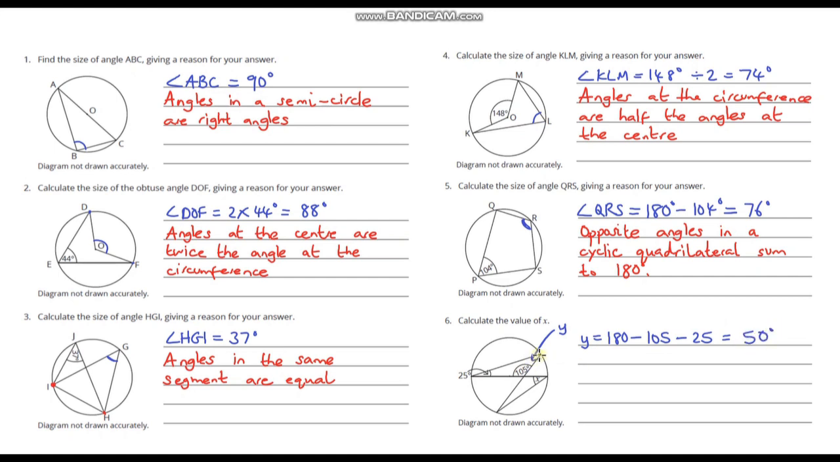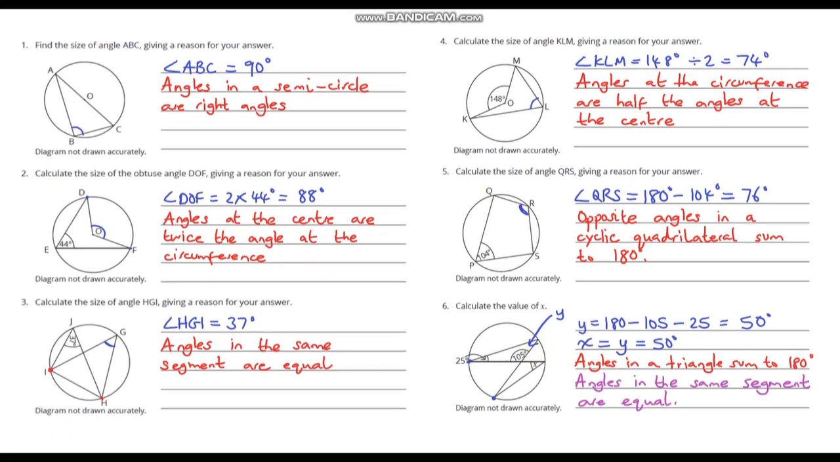So 50 degrees. And now we've got y, we can calculate x, because these two angles are in the same segment. Notice they both subtend the same chord, or they both subtend the circumference from the same 2 points. So they must be equal. So we can say that x equals y, which equals 50 degrees. And our reason, well, I'm going to give both reasons. The first reason was that angles in a triangle sum to 180 degrees. And my second reason was that angles in the same segment are equal.